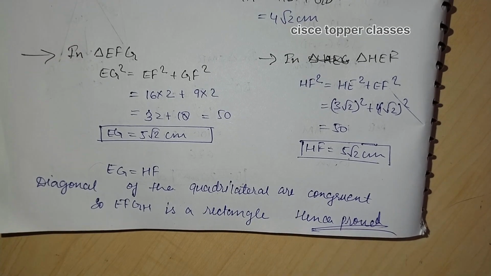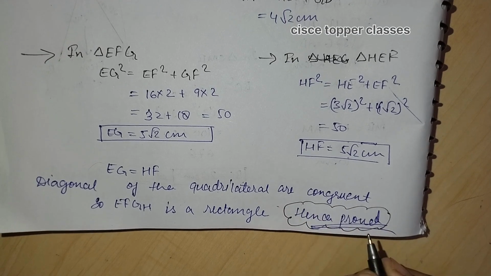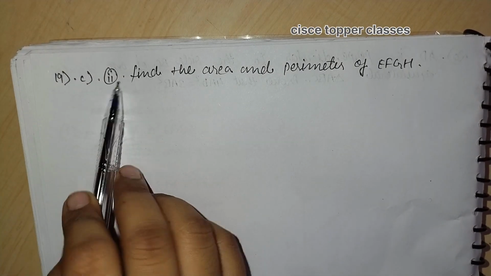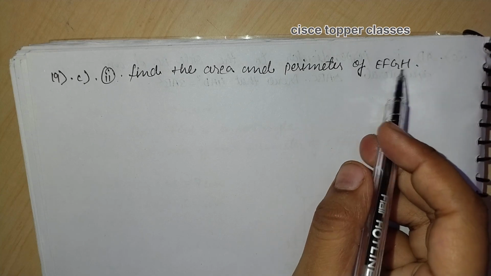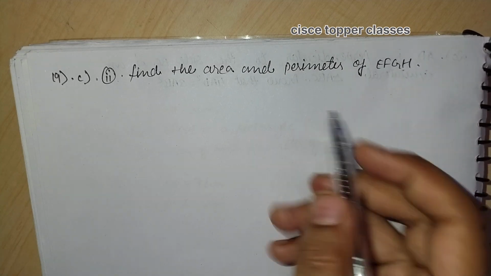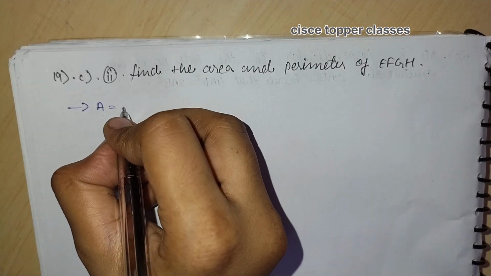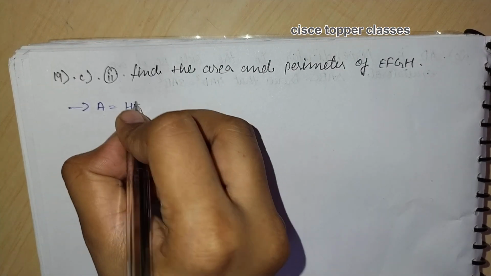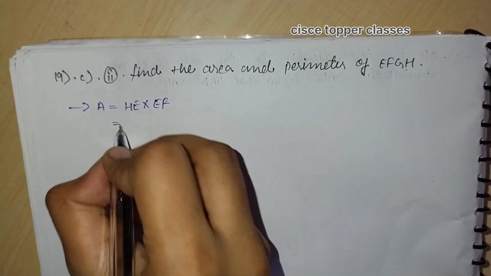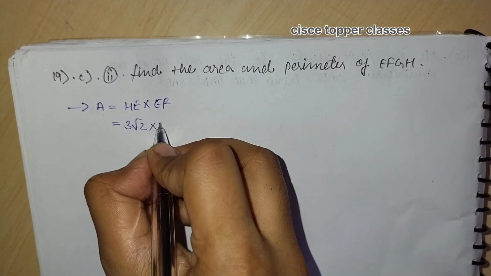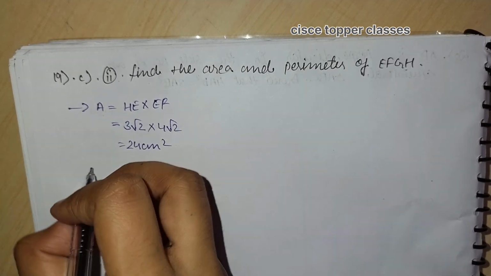Hence in this question, this is the thing which we had to prove. So here we have to solve the next part, in which it is asked to find the area and perimeter of the EFGH rectangle, which we have proved is a rectangle. So here area will be length into breadth, meaning length is HE and breadth, the adjacent side, will be EF. We can put the values, HE is 3 under root 2 as we have proved previously, and this is equal to 24 centimeter square.